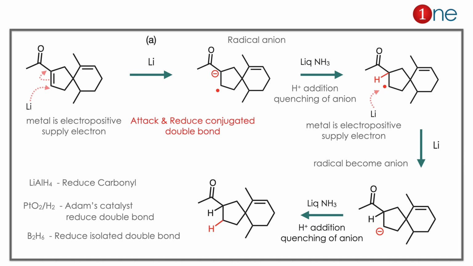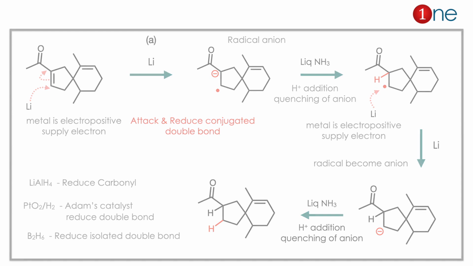Here you have to learn two important things. One is that the conjugated double bond is reduced by lithium in liquid ammonia. The second thing is that the intermediate formed in this reaction is a radical anion. The radical is further converted into an anion again, hence the reduction happens here.